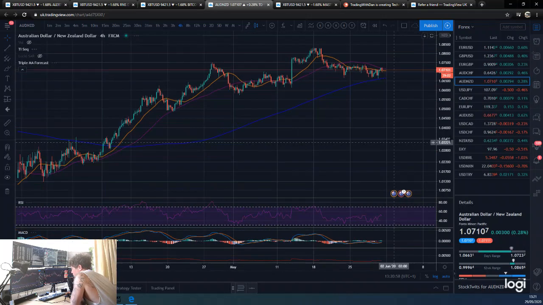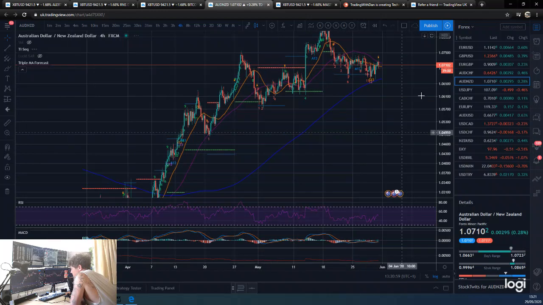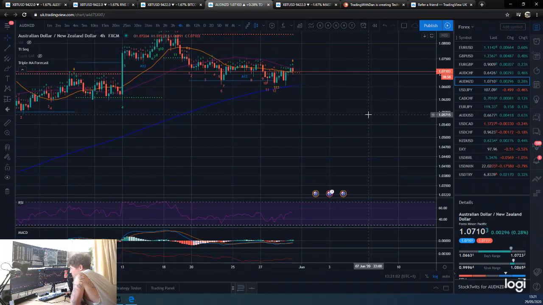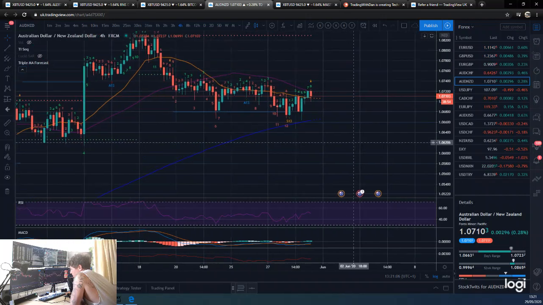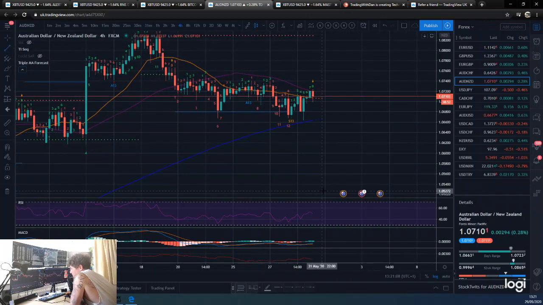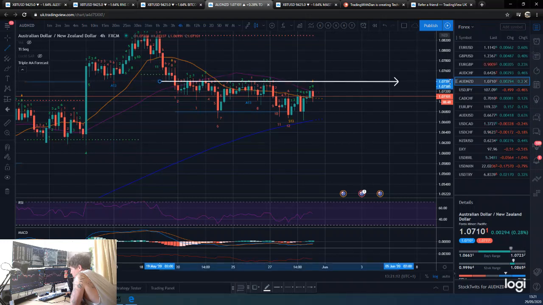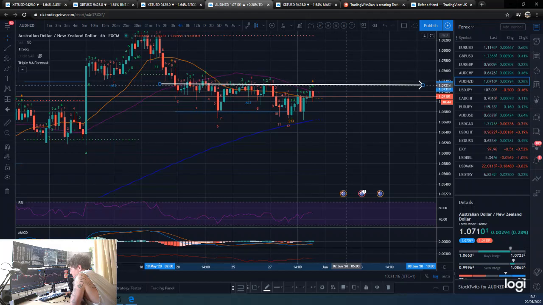Aussie dollar, New Zealand dollar. Oh, so we've got a 4 hour 9 coming up here now. What I would be comfortable doing is potentially drawing a line across here, because I think this 4 hour 9 maybe pushes up, maybe won't, maybe we've maxed out, we'll kind of put it here.